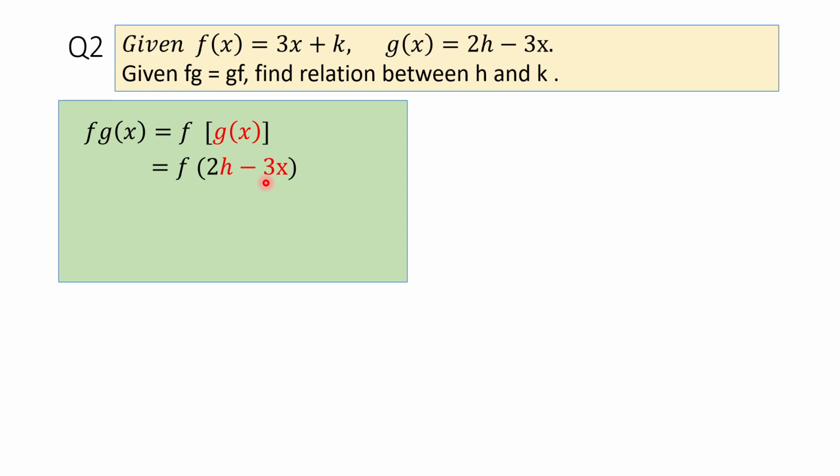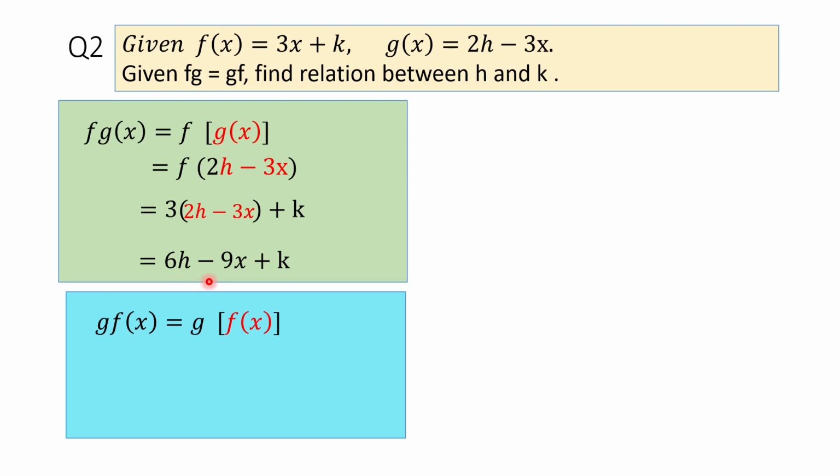Now you have to prepare an empty bracket for the function f. So that will be 3 empty bracket plus k. Substitute the new object and expand.